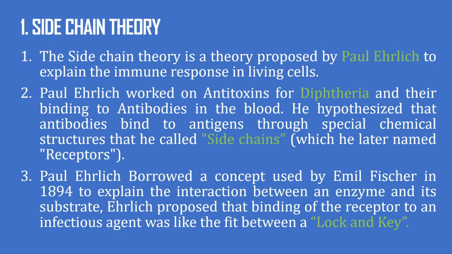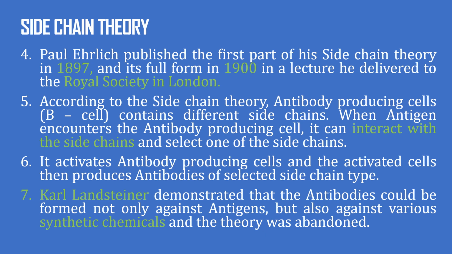Paul Ehrlich borrowed a concept used by Emil Fischer in 1894 to explain the interaction between an enzyme and its substrate. He proposed that the binding of an antibody receptor to an infectious agent was like the fit between a lock and key. Ehrlich published the first part of his side chain theory in 1897 and its full form in 1900, in a lecture he delivered to the Royal Society in London.